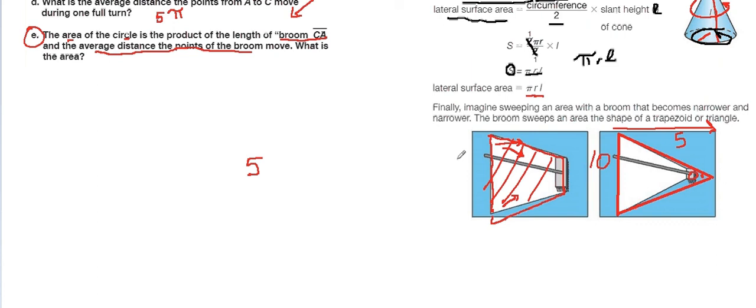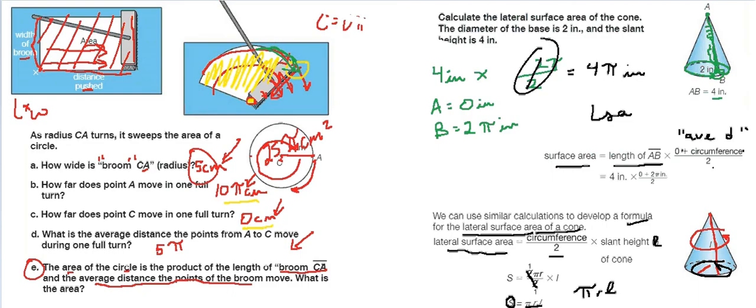So what's the average width of the broom? 10 plus 0, because at this point it's 0, divided by 2. You multiply that. What we're really doing is we're taking the base divided by 2 times the height, which is just exactly how we find area of a triangle. So you get 5 times 5. The area of the triangle is 25. So the broom approach is even a useful way to think about the triangle area.